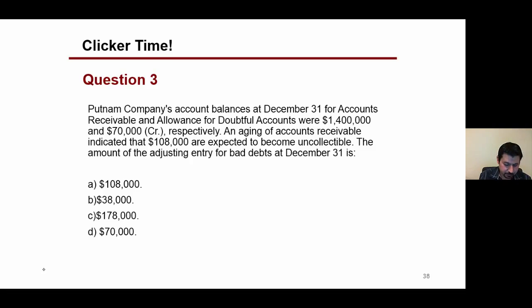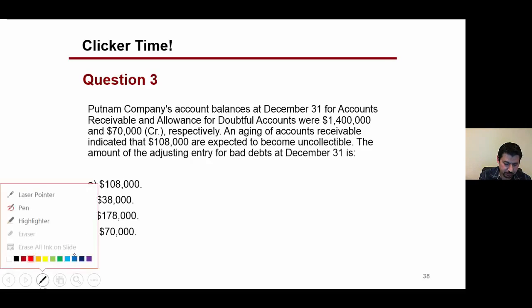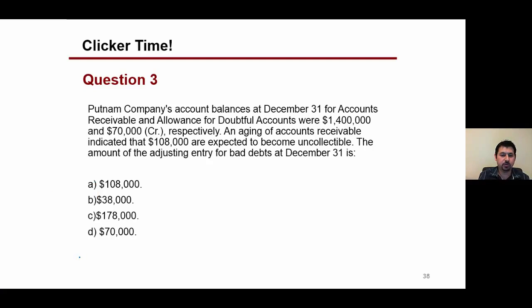31st is. Once again, when we have a question like that, first we need to look at what they are asking for. They are asking for the adjusting entry. Then we look at what method they are using. Here, they are using an aging of accounts receivable. So they are using the percentage of receivable method, and the estimated amount is 108,000. That would be the ending balance.